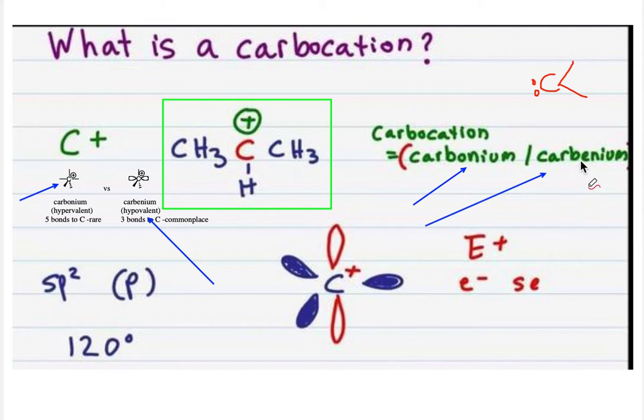hypovalent carbocations are termed as carbenium ion, whereas hypervalent pentavalent carbocations are termed as carbonium ion. The carbenium ions are also termed as classical carbocations, whereas carbonium ions are categorized as non-classical carbocations. We'll discuss classical and non-classical carbocations in a separate video.